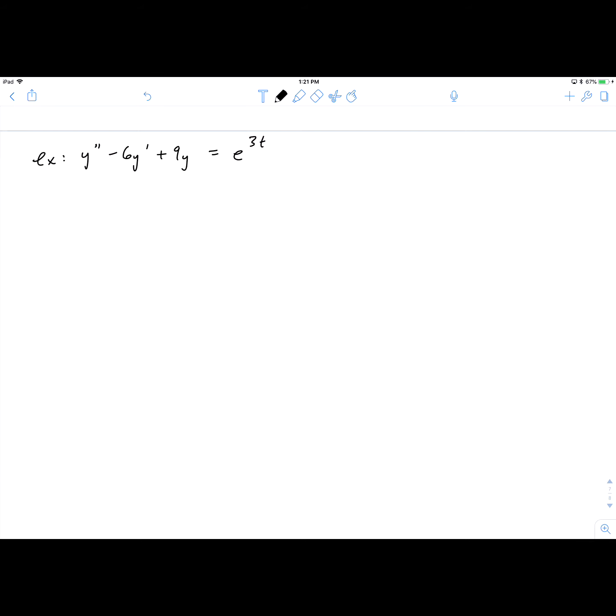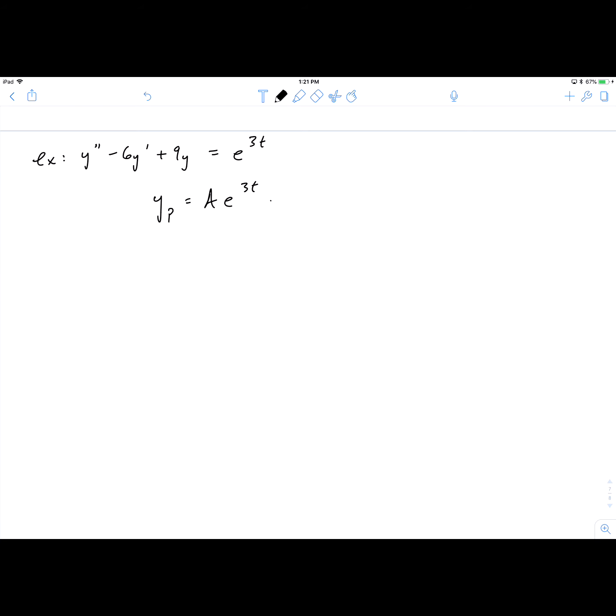One final example of undetermined coefficients here. If we start working at this, it looks simple, but there's a twist waiting for us. So let's try solving this. The right-hand side is just e to the 3t. F of t is just e to the 3t. So our particular solution, we'll just let be a e to the 3t.